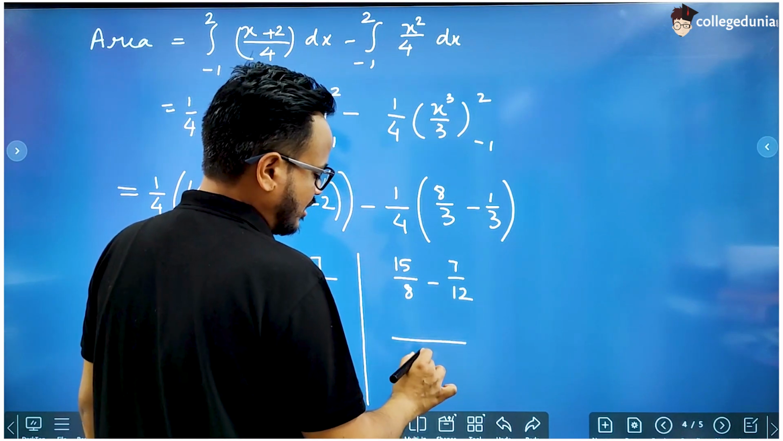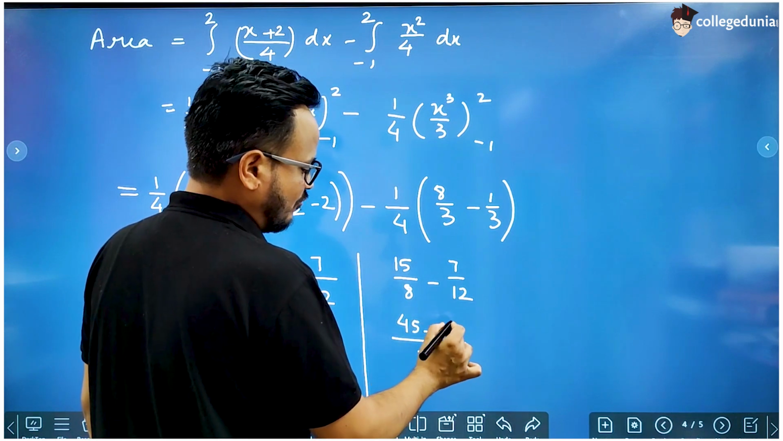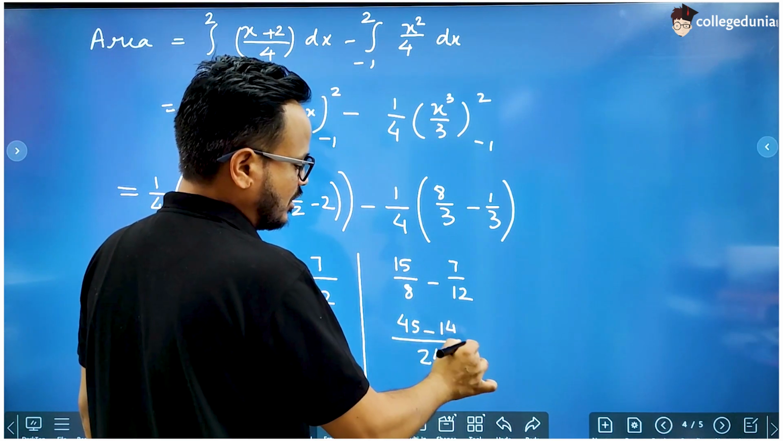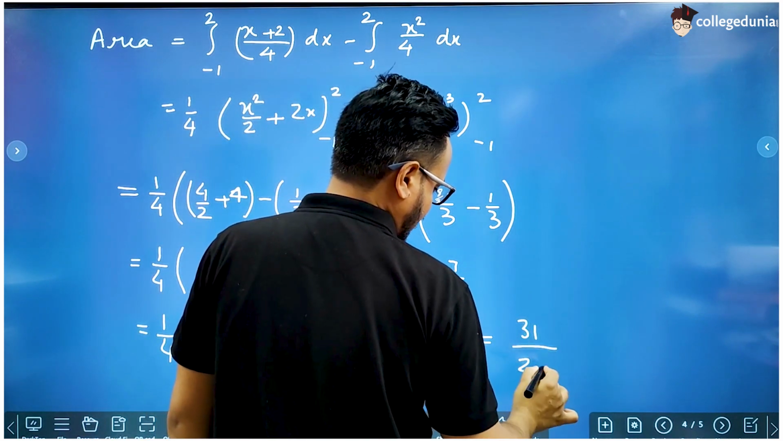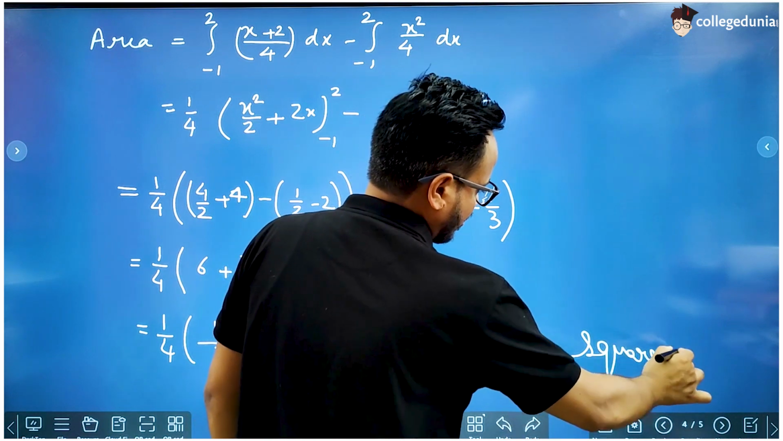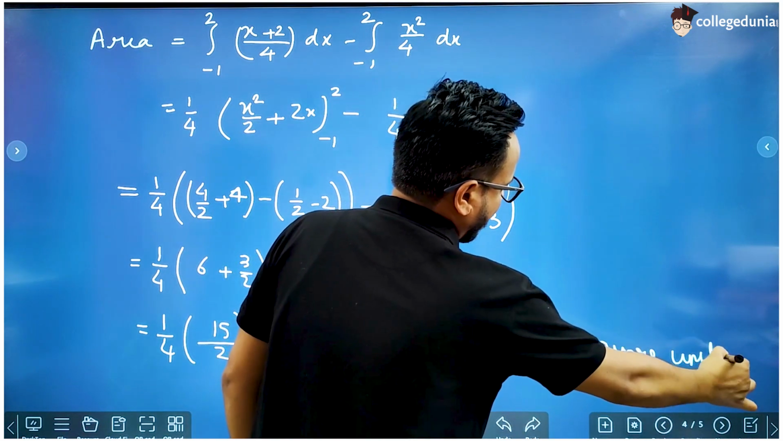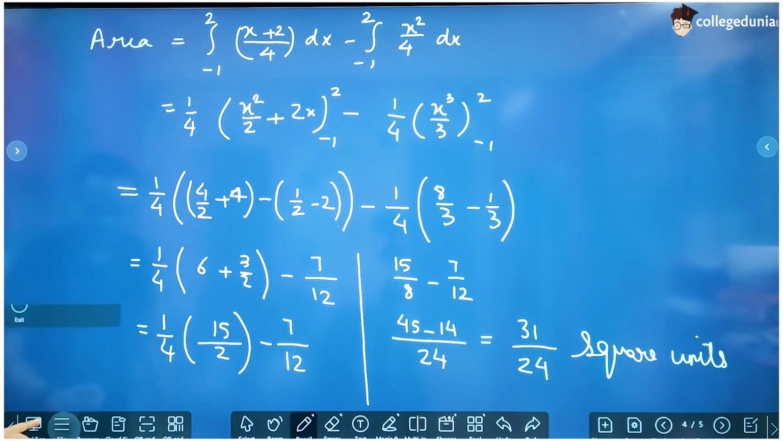LCM of 12 and 8 is 24. So it is 45 minus 14. 45 minus 14 is 31 by 24 square units, right? So this is how you can solve.